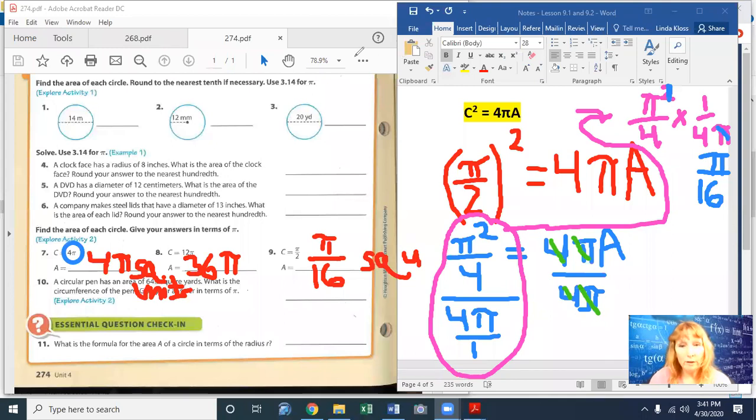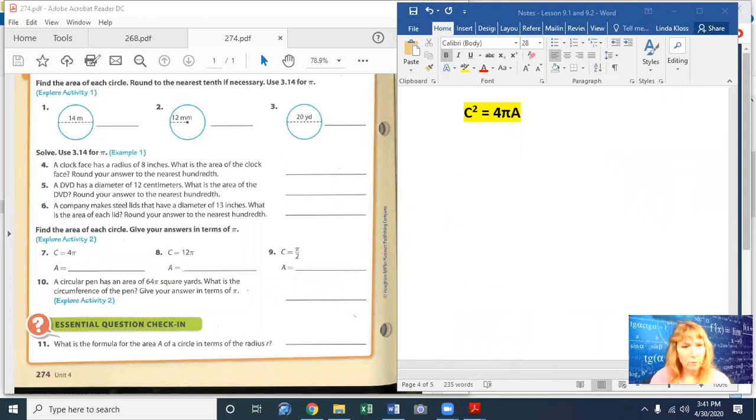Okay, we are almost done. Let's clear all of our drawings and let's do problem number 10. A circular pen has an area of 64 square yards. What is the circumference of the pen? So this is the same formula, except this time we don't know circumference. So this is a little bit trickier.